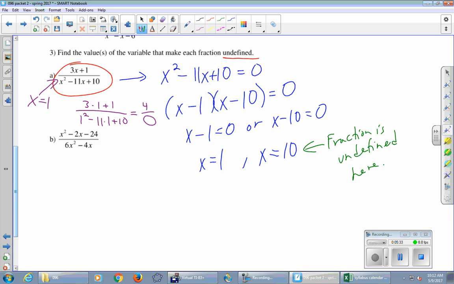To make a fraction undefined, all we care about is the bottom. The top could be anything. It made no difference to me that it was a 4. Right? It's really having a 0 in the bottom that's the key. So you see a question about making a fraction undefined, you immediately translate that to denominator equals 0. That's it. Any questions on this one?